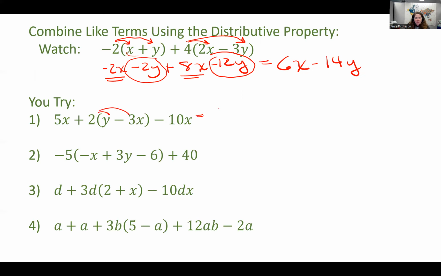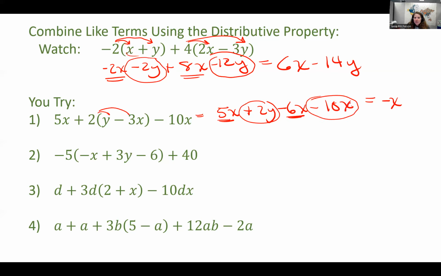All right, so we're going to bring over 5x plus 2 times y, 2 times a negative 3x minus 10x. Combine our like terms. 5x minus 6x is negative 1x. And then 2y minus 10. Oh, that's an x. Whoops. Sorry about that. 5 minus 6 is negative 1, and negative 1 minus 10 is a negative 11x minus 2y. That's the answer right there.